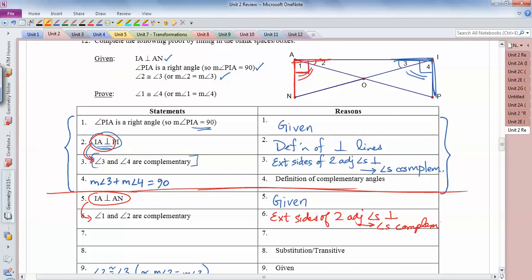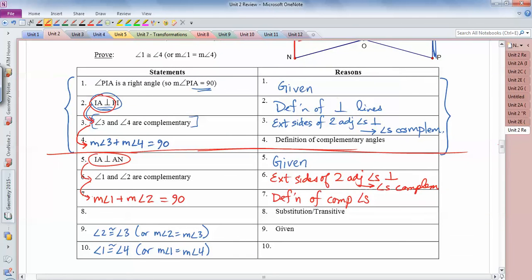Okay. Now the next step's blank, but notice up here we went from complementary angles to saying let's add them up and make 90. So we'll do the same thing right here. Let's add them up and set them equal to 90. So that was definition of complementary angles. All right. So hopefully you can kind of see that these 3 steps also go together as a chunk.